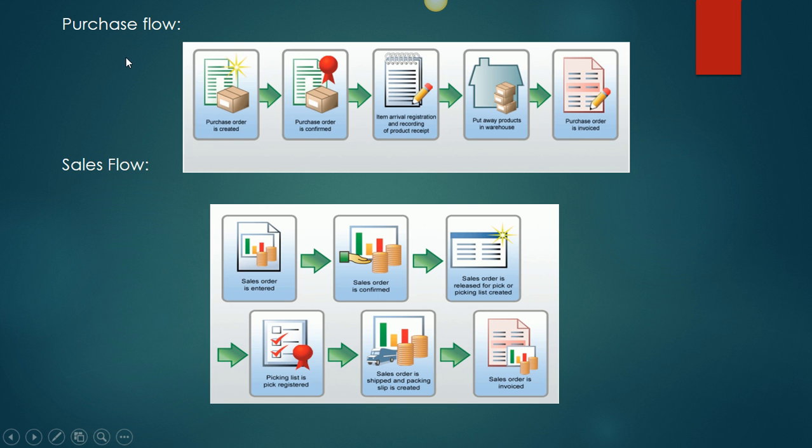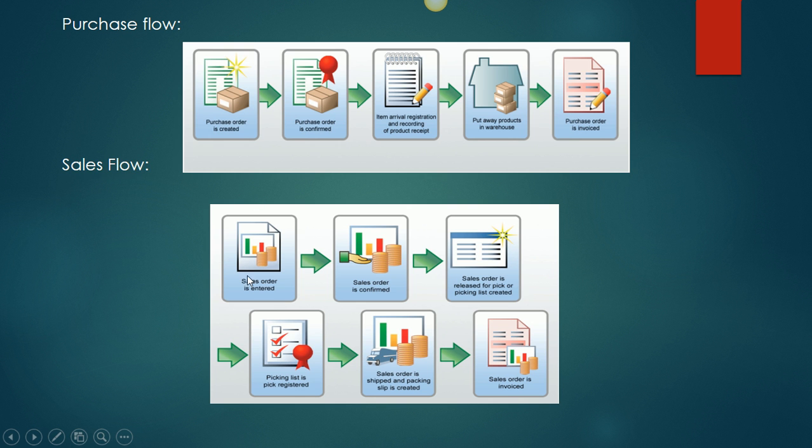So let me tell you how to store this in AX. This is a purchase flow. First we have to create a purchase order to buy a product. Once the purchase order is created, it is confirmed, then the items arrive at our warehouse and we put them away to the inventory, then we raise the invoice. So this is how the purchase flow happens.